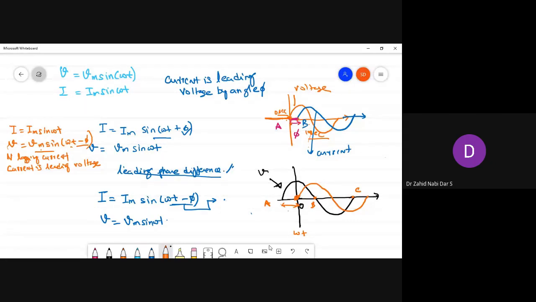So where did my voltage start? Between A and B there is a phase phi. My voltage started at point A, but point A is lagging this point B by phi. So I will write my voltage for this graph, figure 2. How will I write my voltage for this graph, figure 2? Voltage would be Vm sine, not omega t, omega t is here, omega t minus phi.